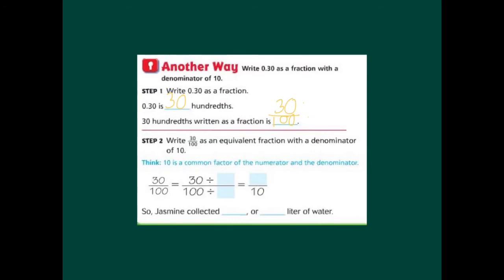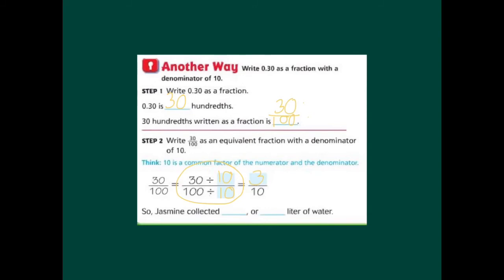So let's look at the relationship in this part here. 100 divided by what equals 10? Or you could say 10 times what is 100, and of course that is 10. So remember, whatever you do to the denominator, you must do to the numerator. Same rule as always. So 30 divided by 10 is 3.